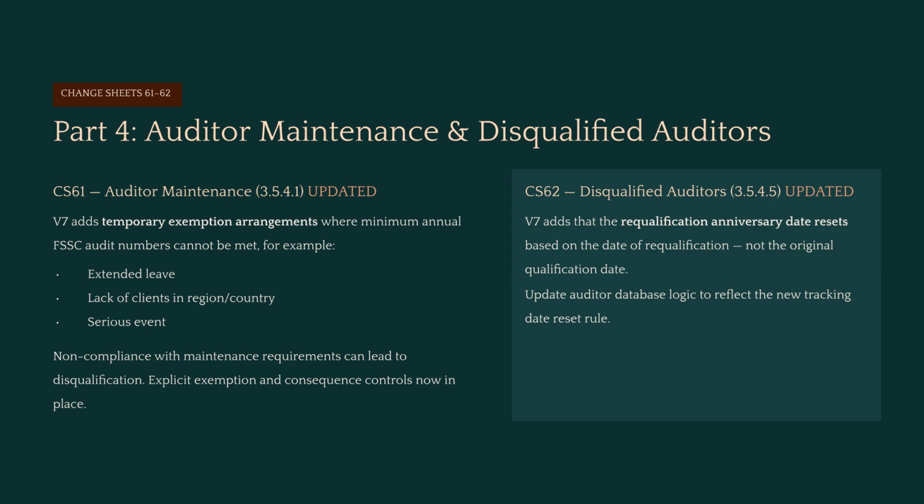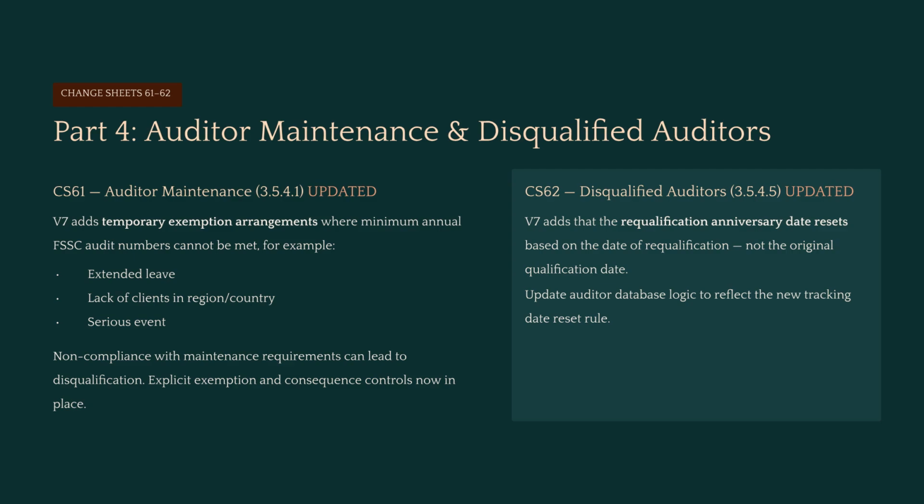If the conditions are not met, or if the exemption cannot be granted, the auditor must be disqualified. This strengthens consistency between CBs. It prevents a situation where one CB keeps an inactive auditor approved without enough evidence, while another CB follows stricter rules. The second point on this slide is about disqualified auditors.